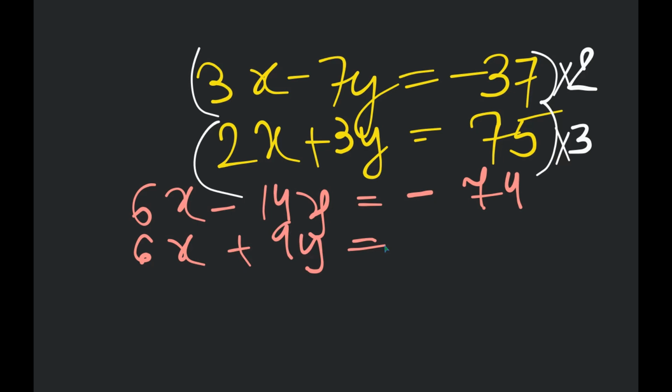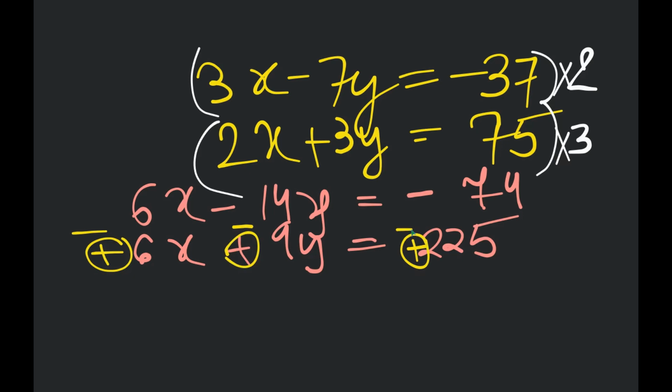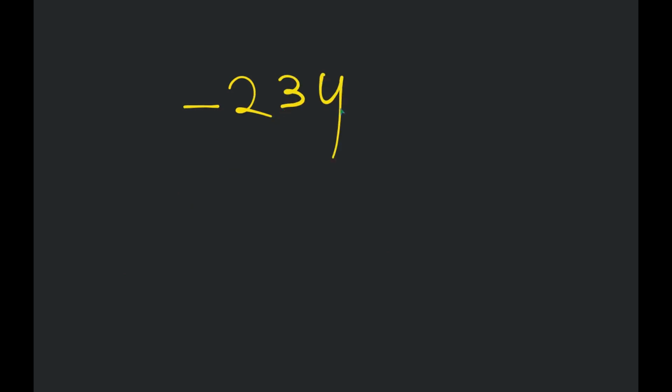It will become 225, right? So now next step is to change the sign. Change the sign means plus to minus, plus to minus, plus to minus. Now what will happen? This 6x minus 6x will get cancelled, and this minus 14 and minus 9 together will get added. So 14 plus 9 will give you 23, but here it will be minus 23. Okay, so minus 23y is equal to, then again 225 and 74. So 225 plus 74 will give you 299. Again minus 299.